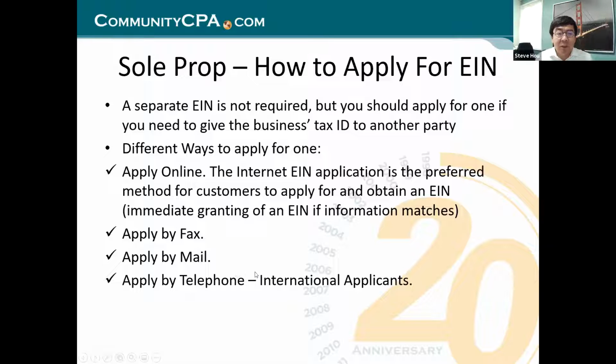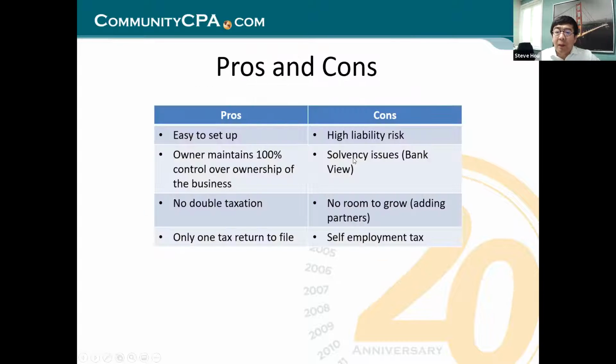And also, if you are an international applicant who wants to do business in the U.S., you could also apply for an EIN by telephone. And actually, I should say that applying by telephone is not just limited to international applicants. That's a method that can be used by domestic applicants as well. Okay.